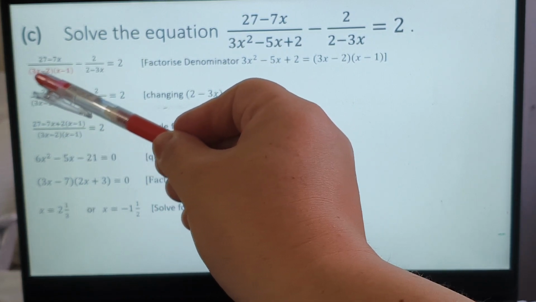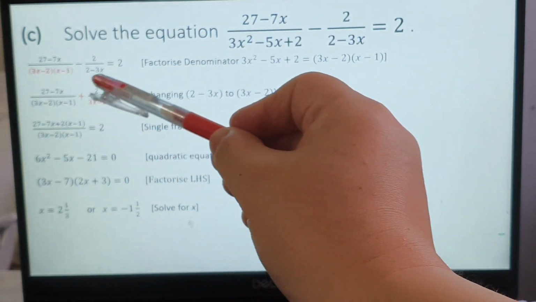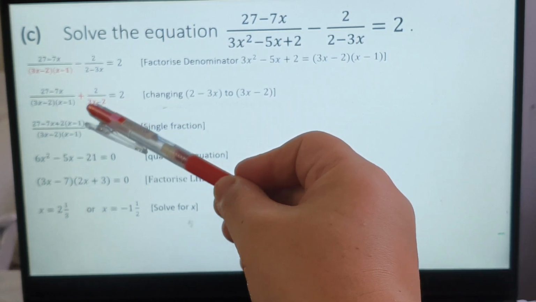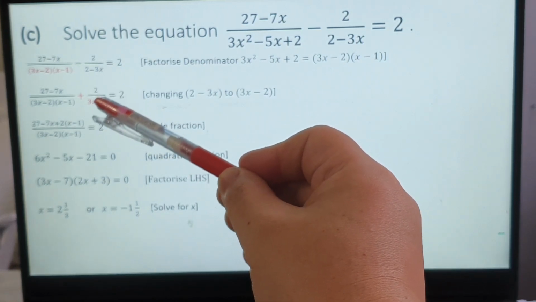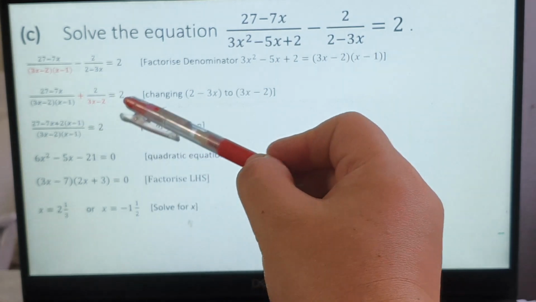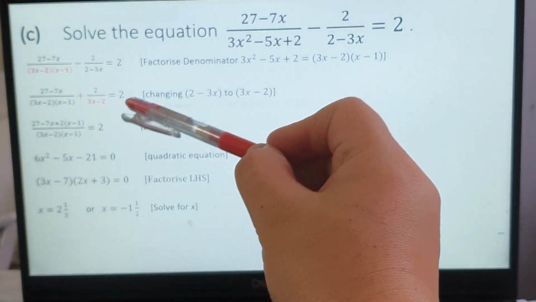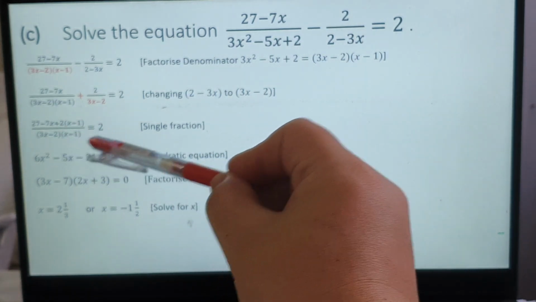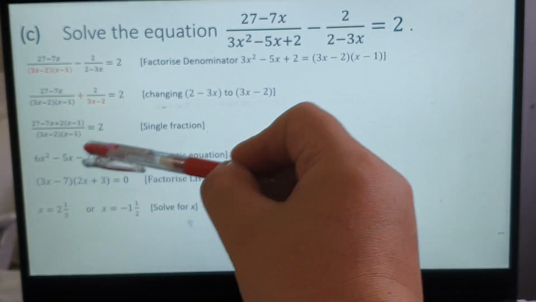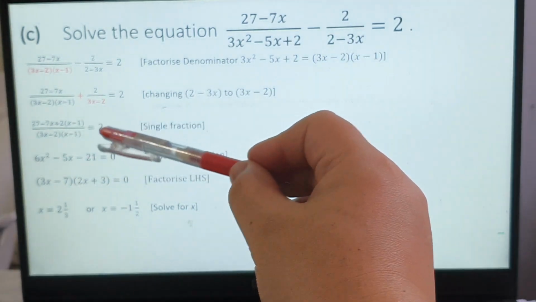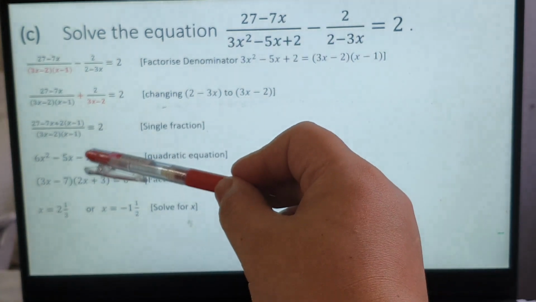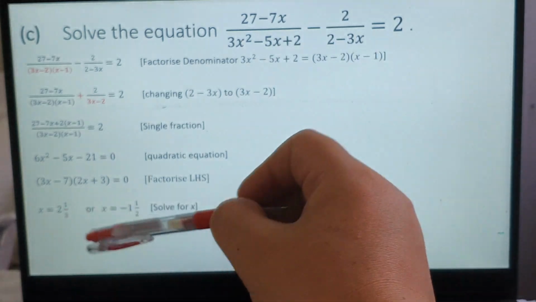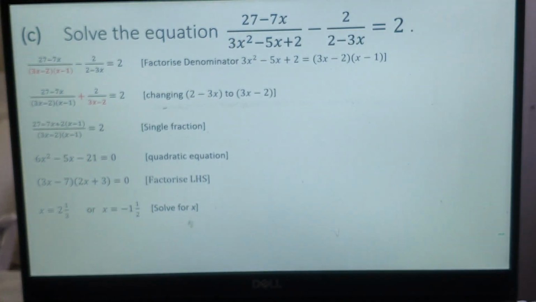Now, can you see that this is 3x minus 2, whereas this is 2 minus 3x, so they are not the same? In order to make them the same, you change the sign of this, and they will be the same already, 3x minus 2. Now, once you have changed the sign of this, you must put a bracket by x minus 1, and then you will end up with this. Then you expand, you cross multiply, make the right hand side equal 0, and you will end up with this. Then you press the calculator, use the quadratic formula, and you get two answers. Okay, so that's how you do this particular question.